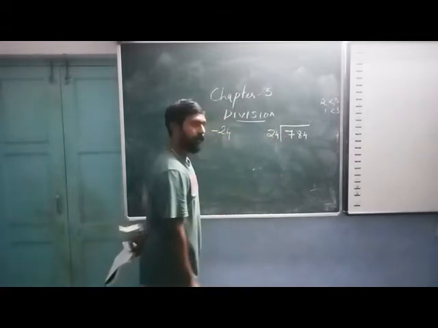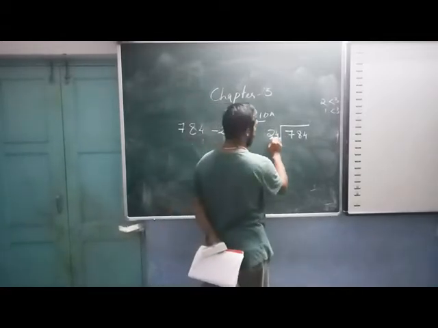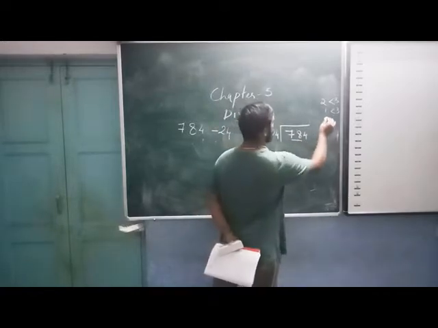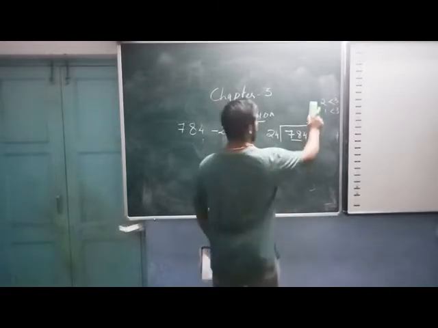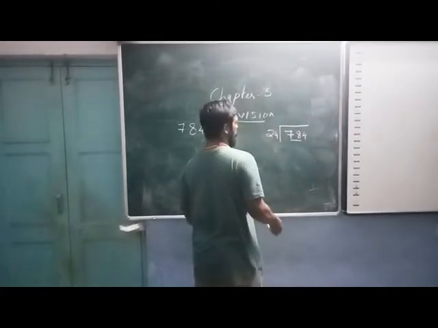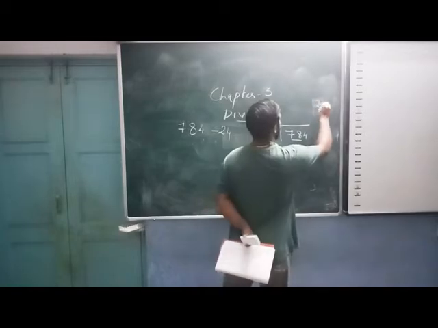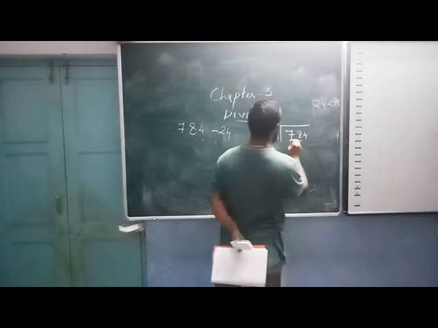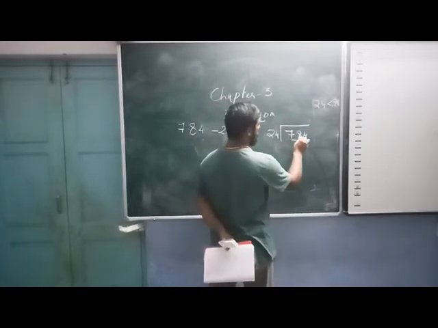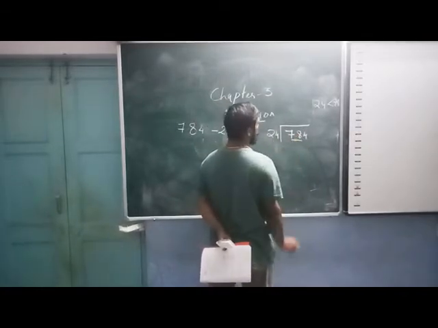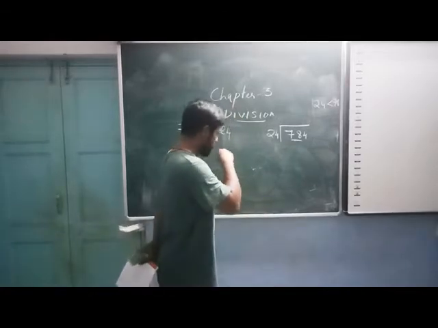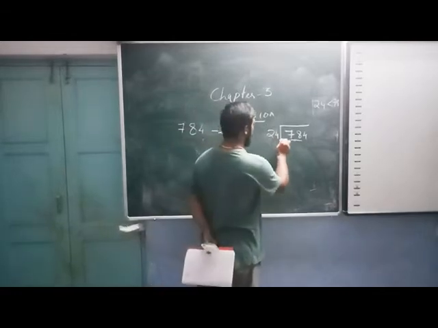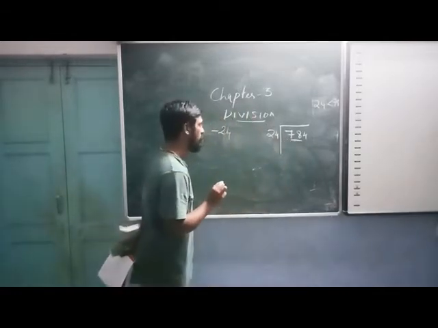Now first of all, what do we have to do? This is a 2-digit number. Here also we see a 2-digit number. Since 24 is less than 78, it is easy to divide. We have to see how many times 24 goes into 78. There is an easy method in order to find that out.